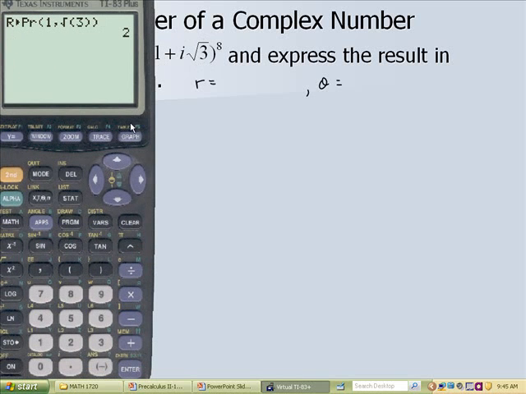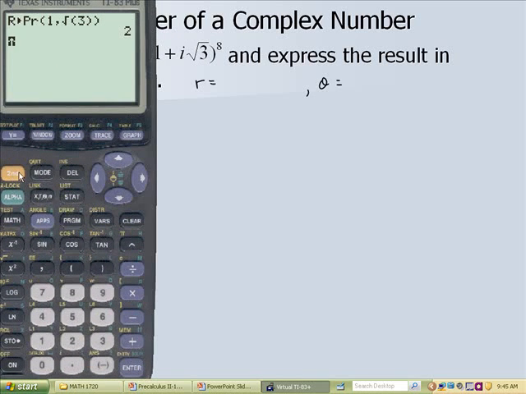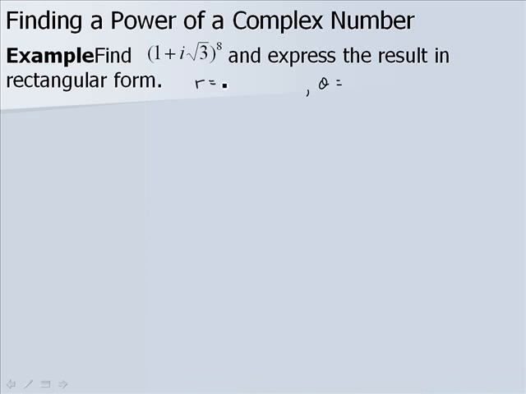So we see that we get an r value of 2, and now we'll find theta the same way. We do second apps and use number 6, and we'll enter our real part and then our imaginary part, and we get 60 degrees. So r was 2 and theta was 60 degrees. So we'll rewrite it in our polar form, and we have 2 times the cosine of 60 degrees plus i sine of 60 degrees.